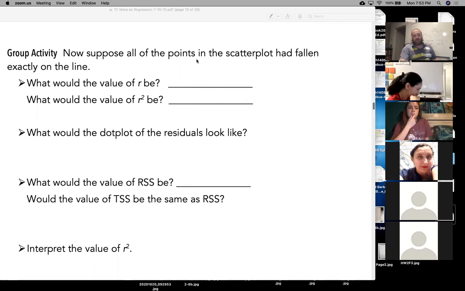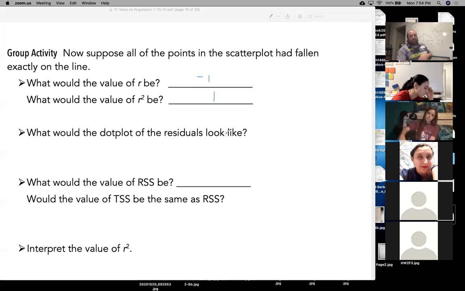Now, if all the points in the scatter plot had fallen exactly on the line, back to the same example, what would be the R value? 1, well, you're going downwards, right? Negative 1. Perfect correlation is 1 or negative 1, but if it's downwards, it would be negative 1, correct? And what would the value of R squared be in that example? Negative 1 squared, which is positive 1. 100% of the variation.